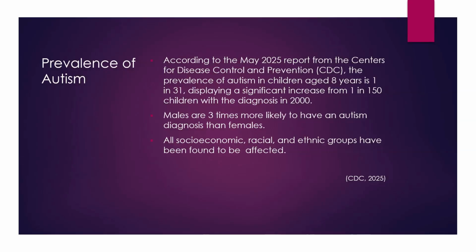According to the May 2025 report from the Centers for Disease Control and Prevention, the prevalence of autism in children aged 8 years is 1 in 31. Displaying a significant increase from 1 in 150 children with the diagnosis in 2000. Males are 3 times more likely to have an autism diagnosis than females. All socioeconomic, racial, and ethnic groups have been found to be affected.